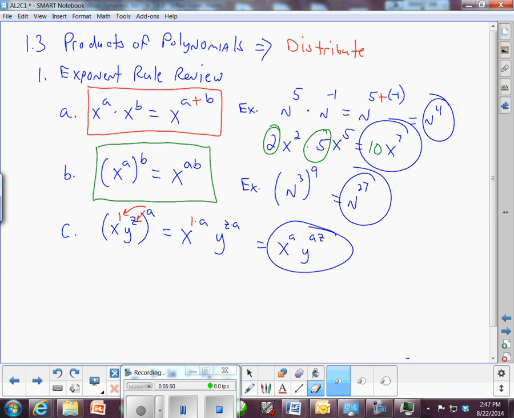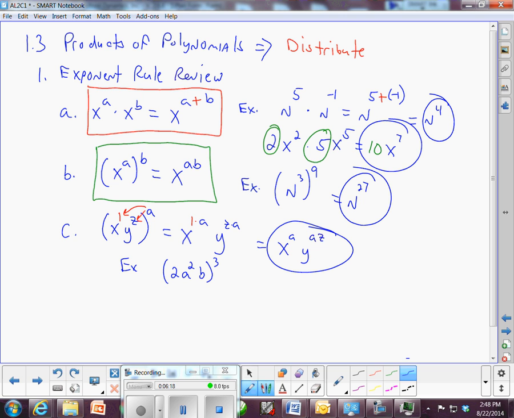X to the a and y to the az. Right, be careful with coefficients here. Let me give you an example of this. Suppose we had something like this. Let's go with parentheses 2a squared b, quantity cubed.